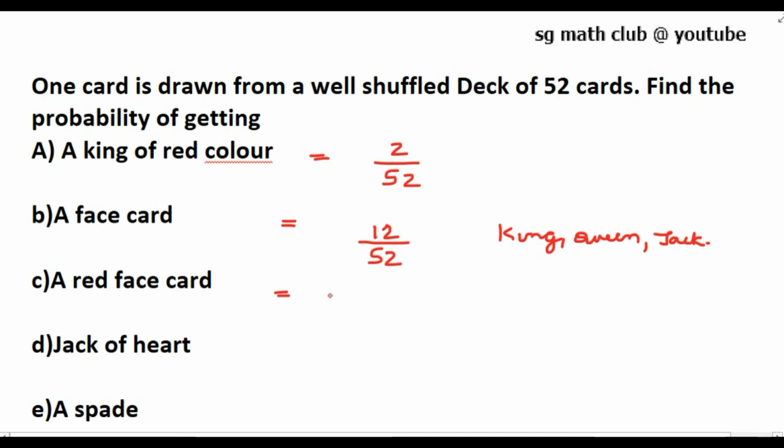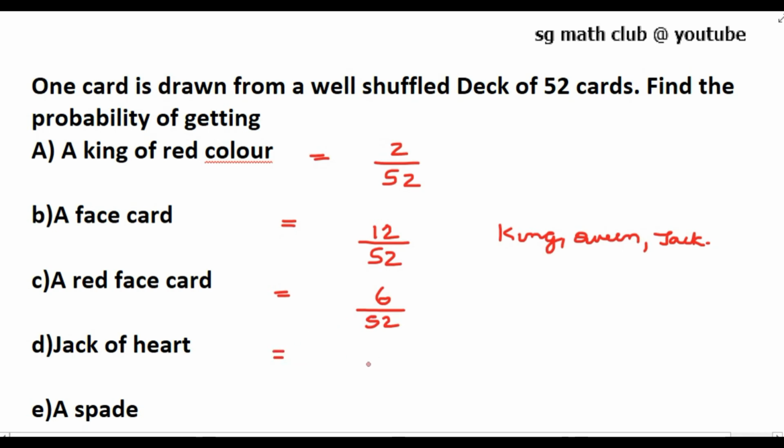Again, a red face card. So the total number of cards is 52. A red face card means from heart and from diamond, 3 face cards from each suit. So 3 plus 3 is 6. So we have 6 by 52.